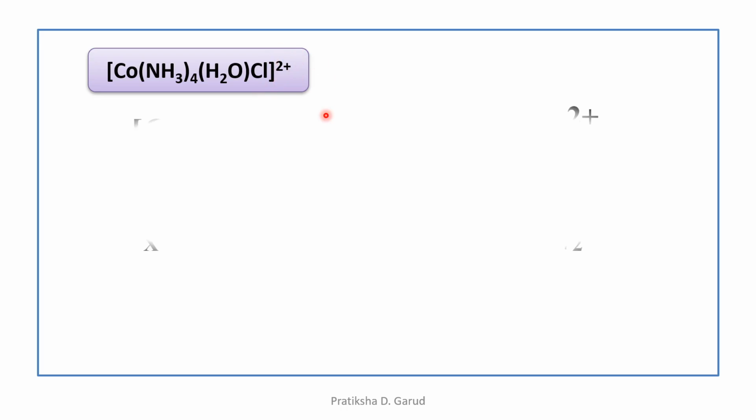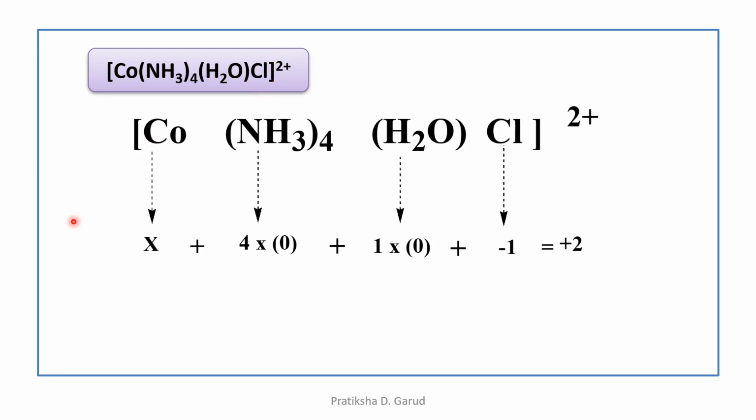So let's put this. For the cobalt, we have to put X. For the NH3, we have to put 4 into 0 as there are 4 NH3 ligands. Then for water, it is 1 into 0. For Cl, it is -1 and which is equal to the charge that is +2. Right? If we carry out the summation of all this, we write X minus 1 is equal to +2. Therefore, X is equal to +3. So we can say that the oxidation number of this cobalt in this complex ion is +3.